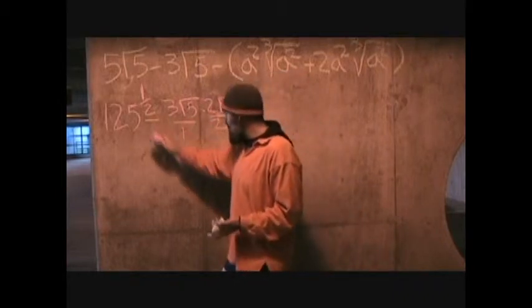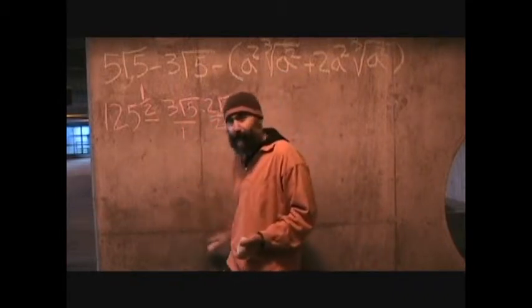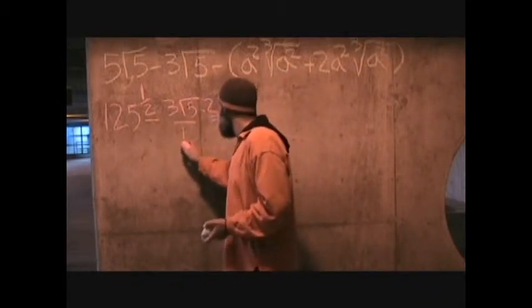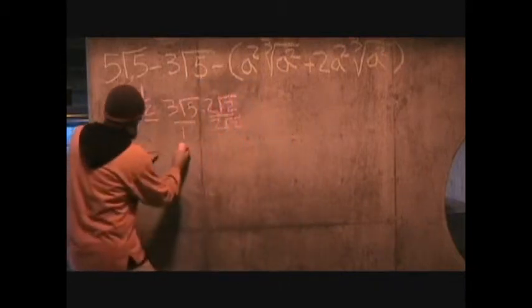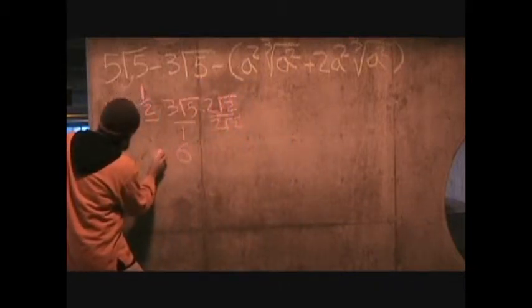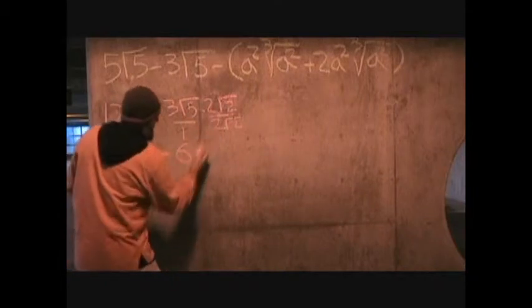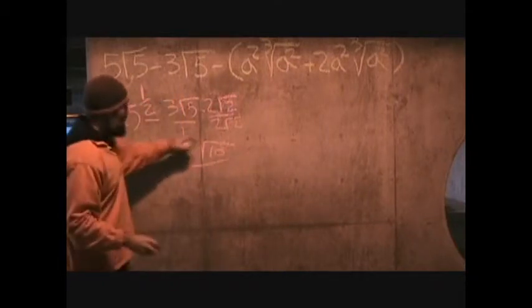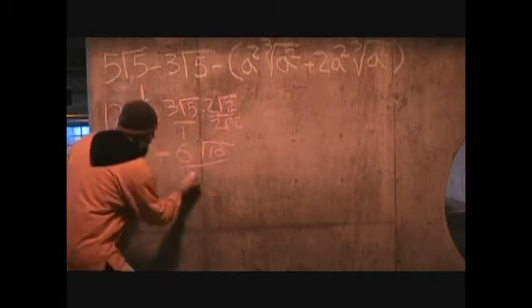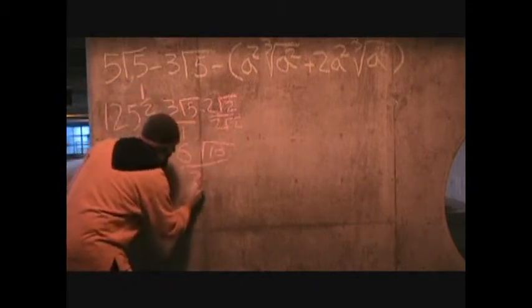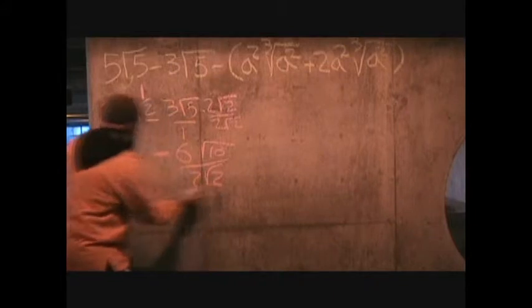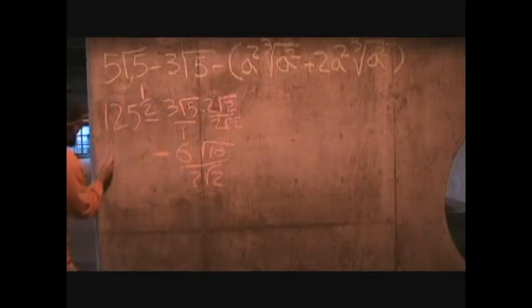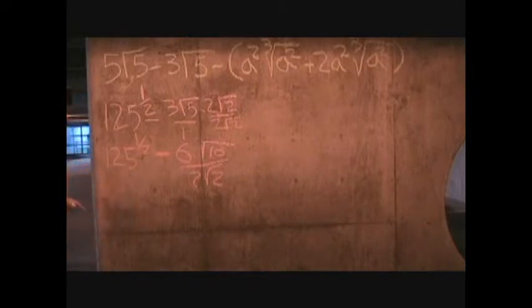So this guy, we're just going to break it down and then write out the whole thing down here. So this would be 6. This is going to be minus 6 square root of 10 over 1 times square root 2, which is just 2 square root 2. And I'm just going to bring this guy down. So this is 125 to the power of a half.